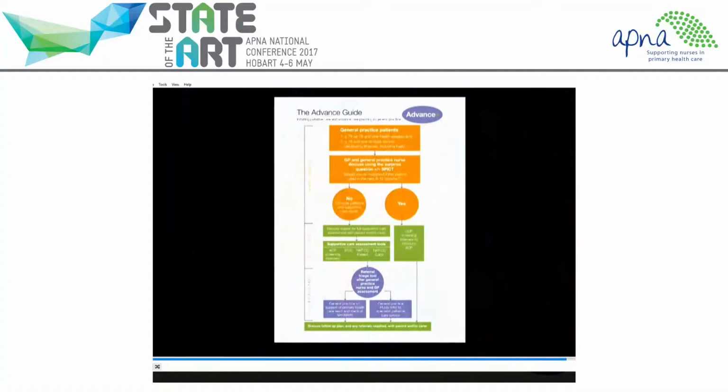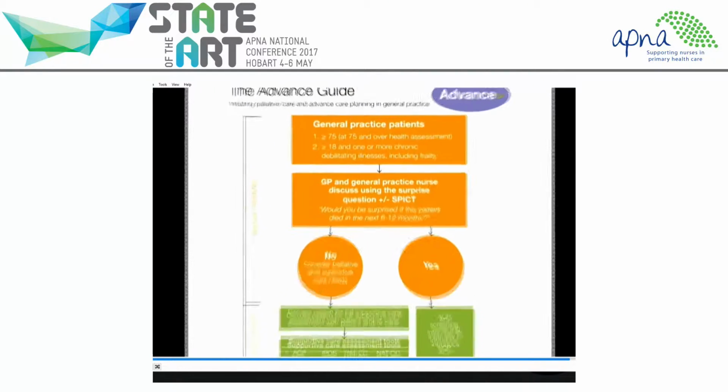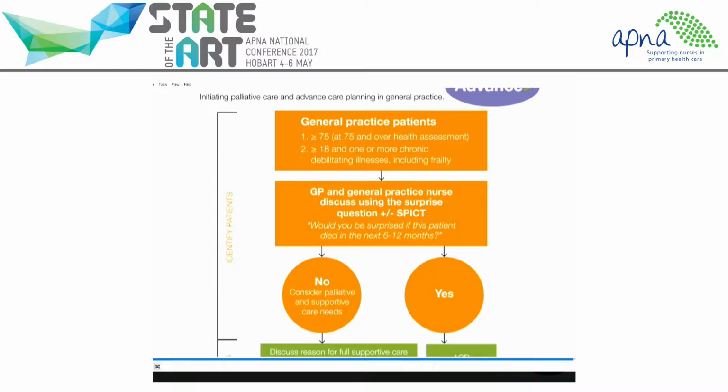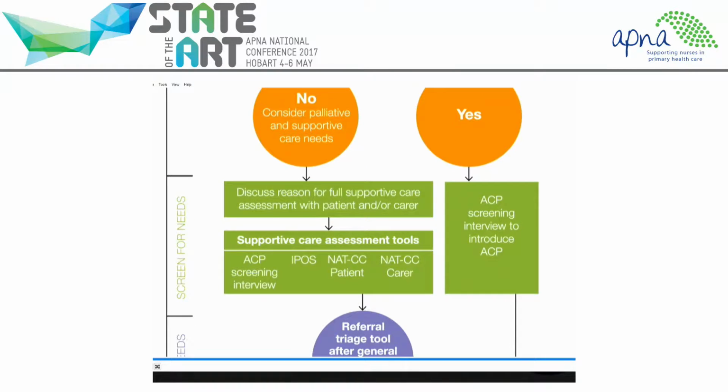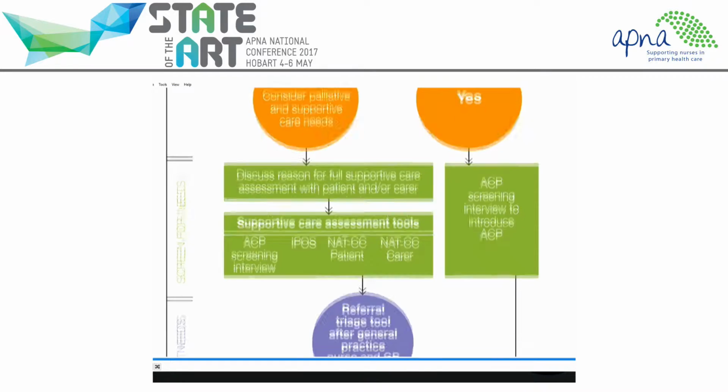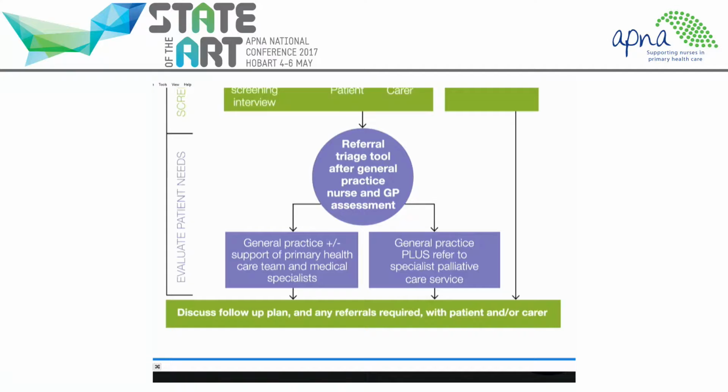In the first phase, 2 subgroups of patients are identified. Firstly, patients who might benefit from a full supportive and palliative care needs assessment, and secondly, patients who might benefit from the Advanced Care Planning Screening Interview alone. In the second phase, you as the general practice nurse screen for the patient's needs and or their carer's needs. And in the final phase, you and the GP evaluate the patient's needs and determine if additional support is required.